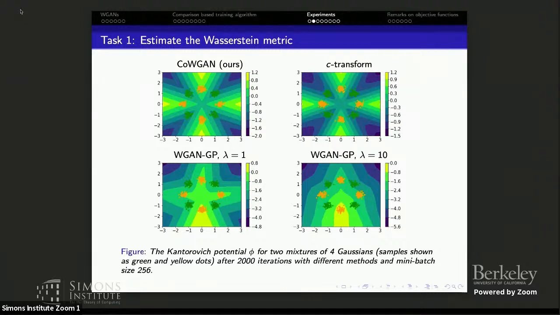So you can easily check that the optimal map from, let's say, one green point to a yellow point is perpendicular to the level set here. And for instance, for W1GP, and the c-transform, we have actually a similar figure. So this method also estimates the Wasserstein distance well. And then if we use other algorithms, you can see that this has not accurate Kantorovich potential.